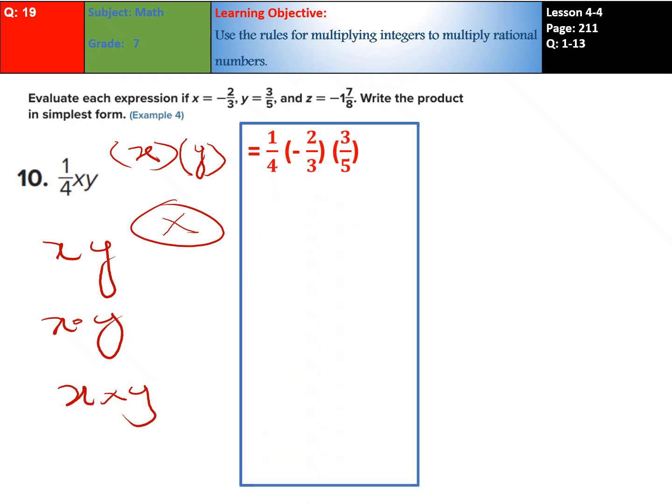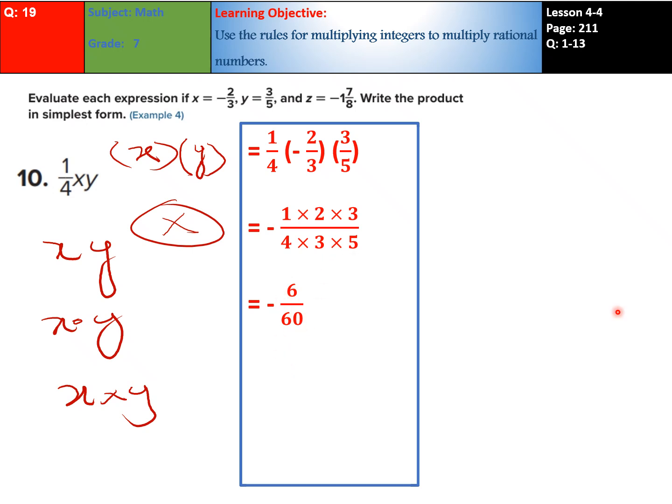So 1 over 4 times negative 2 over 3 times 3 over 5. How do we multiply the fractions? We multiply the numerators with numerators and denominators with denominators. We have one negative sign, so our answer will be negative. Here 2 times 3 is 6, and 4 times 3 is 12, 12 times 5 is 60.